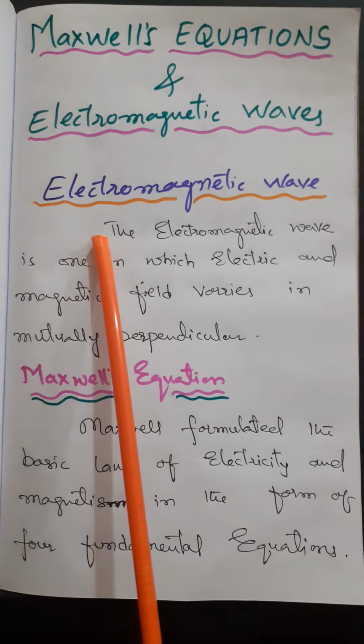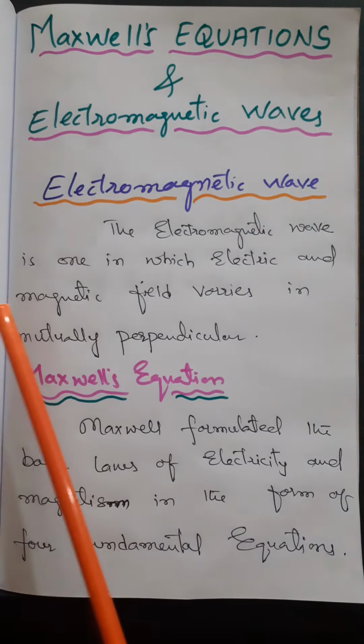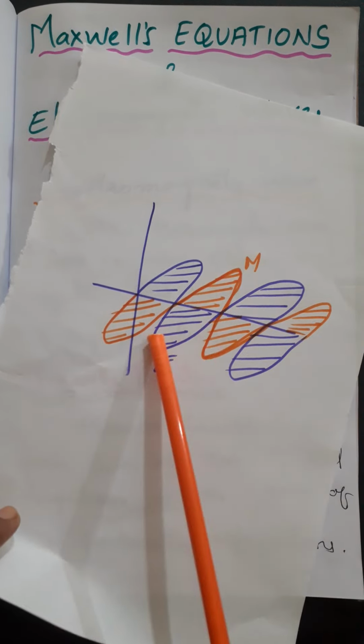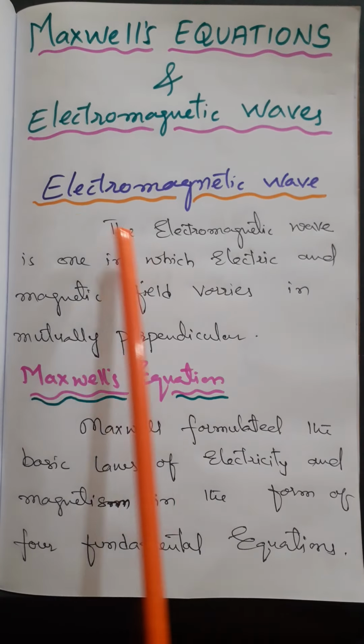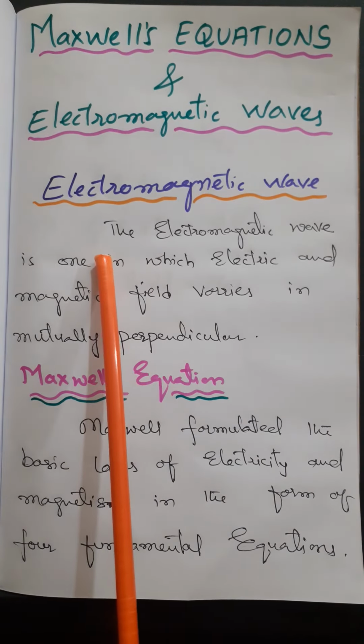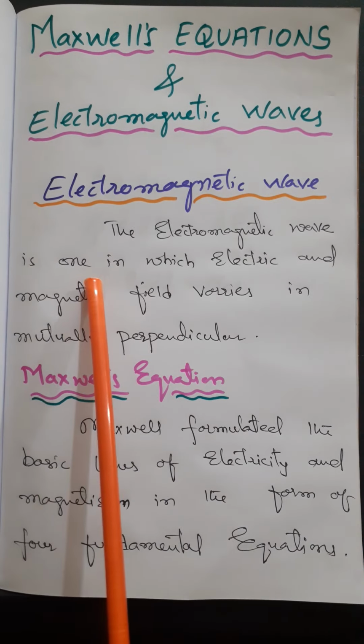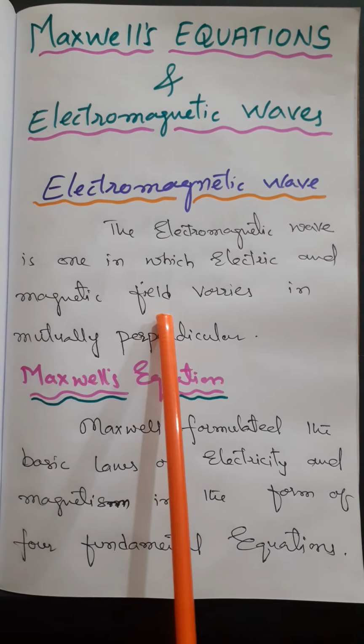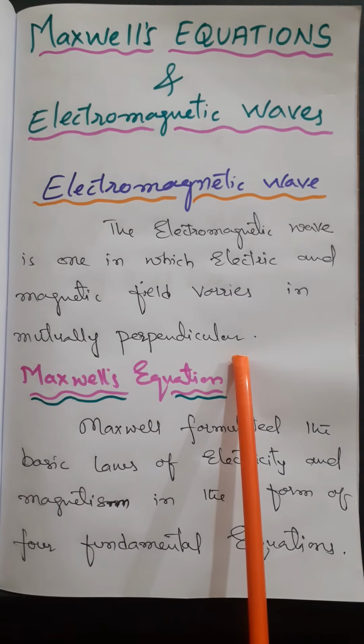Here, first of all, what is an electromagnetic wave? An electromagnetic wave means a wave in which the electric and magnetic fields are perpendicular to each other. Just here the definition is there. The electromagnetic wave is one in which the electric and magnetic fields vary mutually perpendicular.